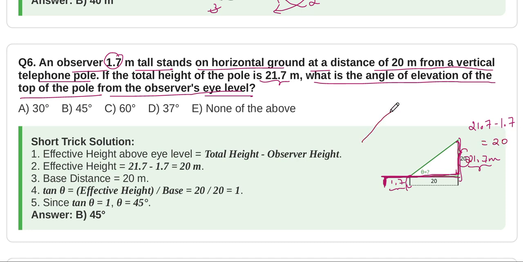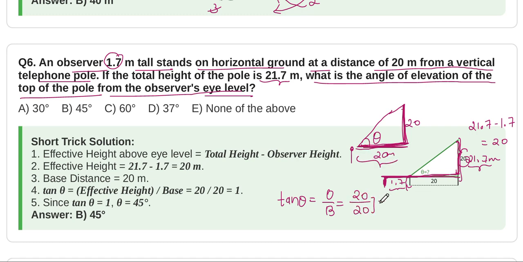So now it is like this, from the eye level of the observer. This height is 20, and the observer is 20 meters from the tower or pole. This base distance is 20, height is 20. We have to find the angle of elevation theta. If you apply tan theta, tan theta is given by what? Opposite upon base. The opposite is this height, which is 20, upon base, which is also 20. So 20 by 20 is nothing but 1.